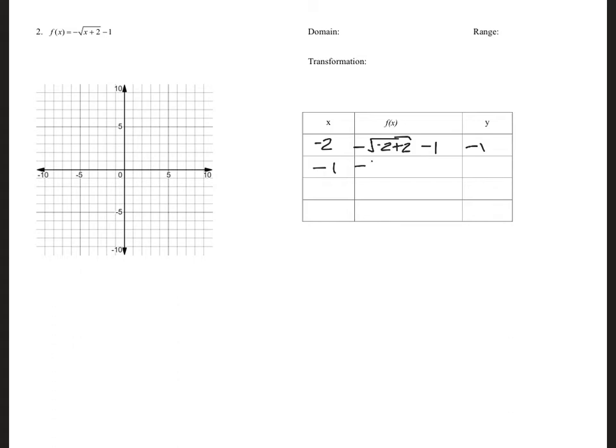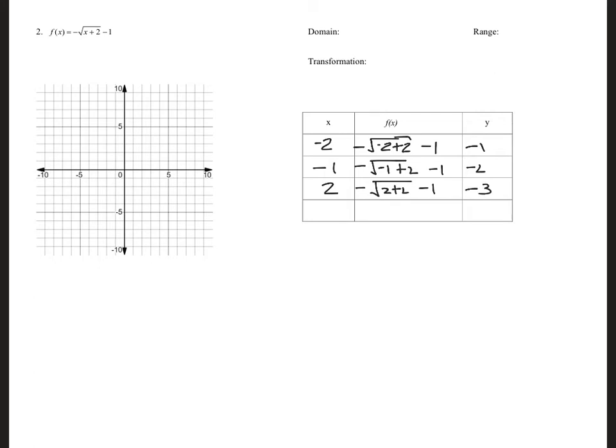And this is going to be square root of negative 1 plus 2 minus 1. And that's going to give us square root of 2... just negative 2. And then the next one, we're going to plug in 2. Then we get 2 plus 2 minus 1. And that will give us negative 3.